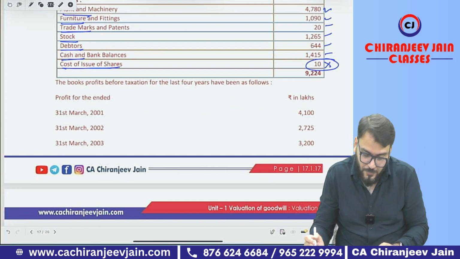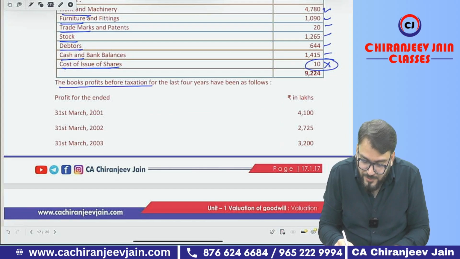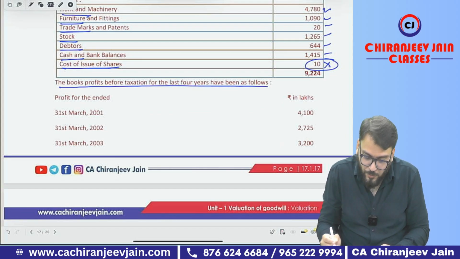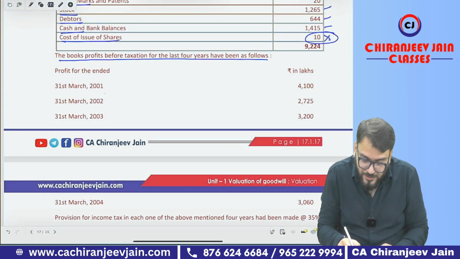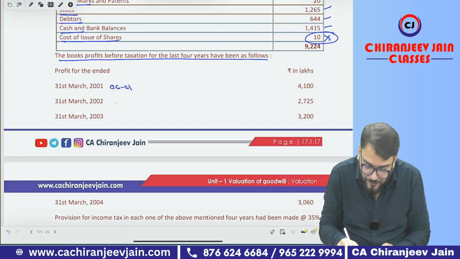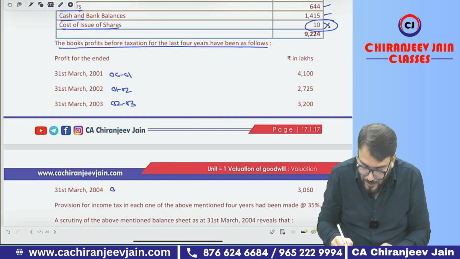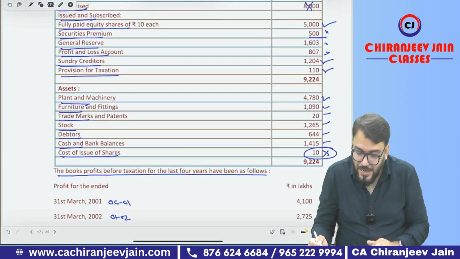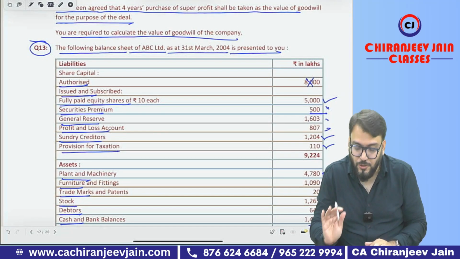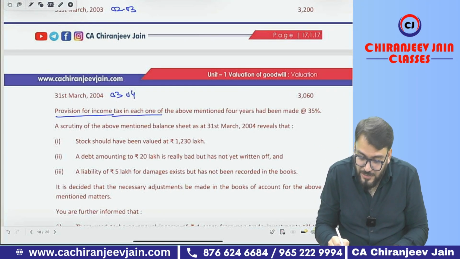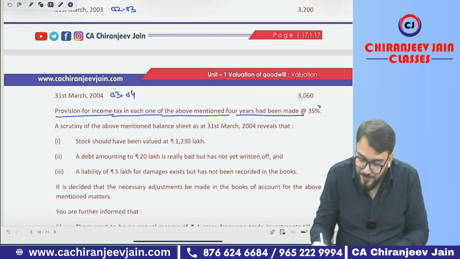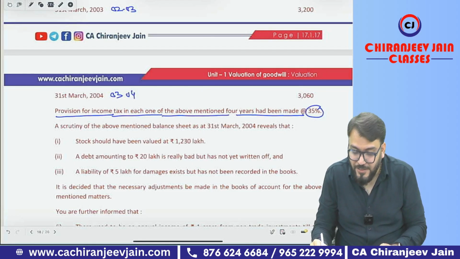Understood? The book profit before taxation for the last 4 years has been given as follows. You can see the book profit has been given for the last 4 years: this is for 2000-01, this is for 2001-02, 2002-03 and 2003-04. And the balance sheet has been given as on 31st March 2004. Provision for income tax in each of the above mentioned 4 years had been at 35%.